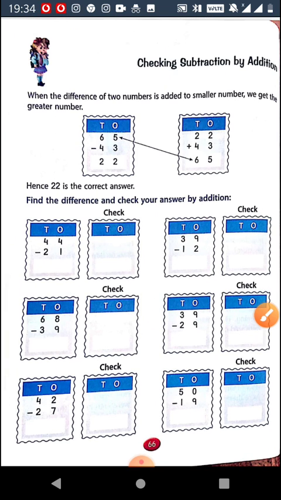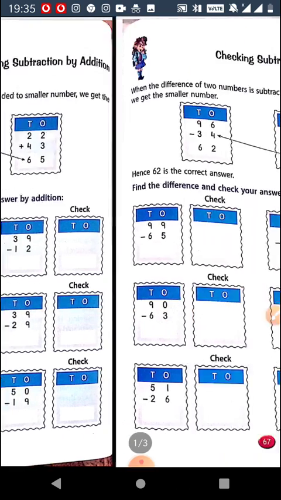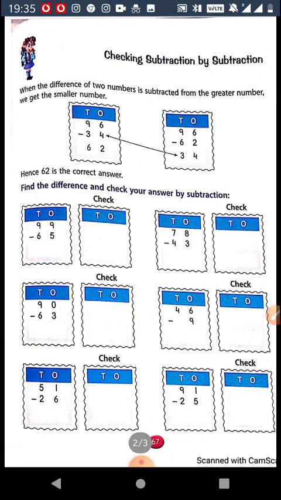So subtraction by addition: we subtract one number from another number, and then when we add the answer and the smaller number, we get the bigger number from which we have subtracted. We get the same number, that means our subtraction is correct. Now we will do checking subtraction by subtraction. Okay.